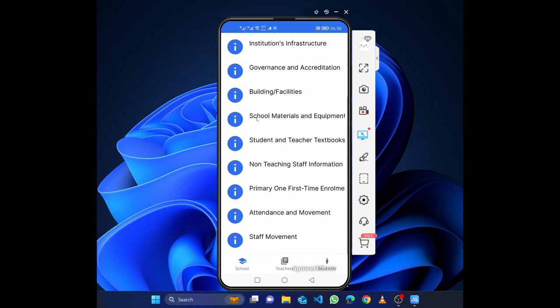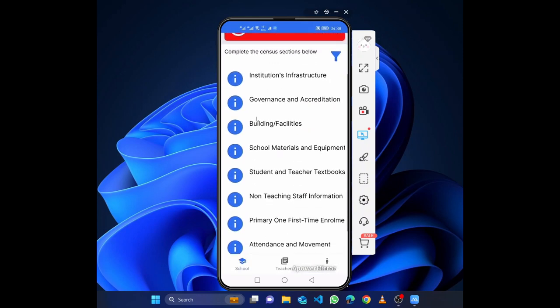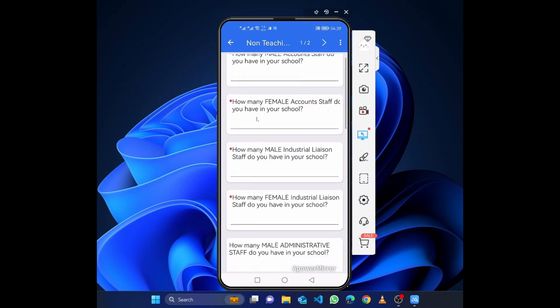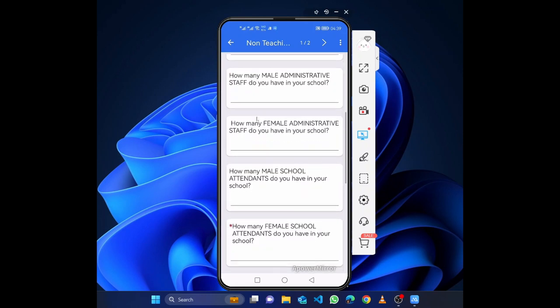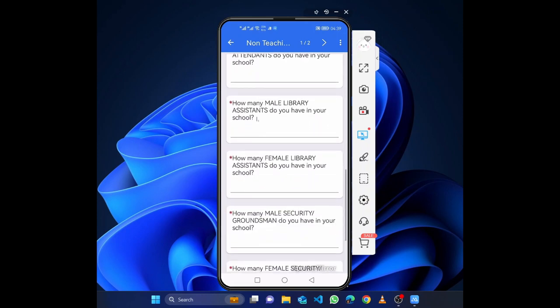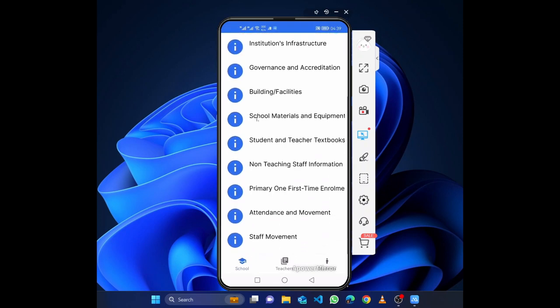The next is under teacher, that's non-teaching staff. So if you have other people who are non-teaching, like accountants, or if you have a private school with administrators who are not teaching, you can put their information right here. Female attendants who take care of the kids.